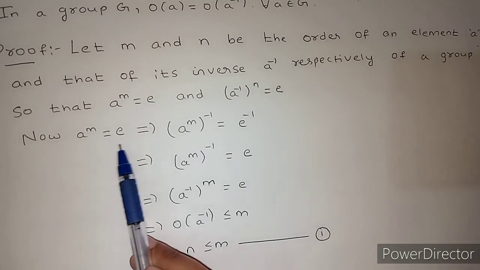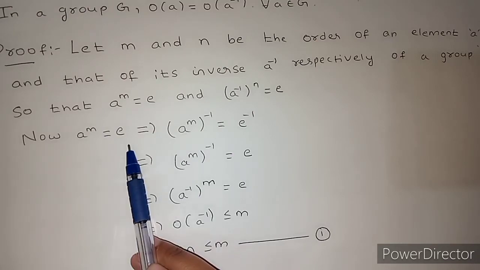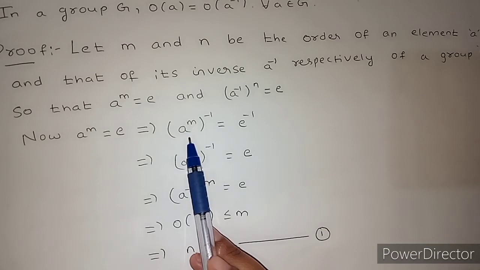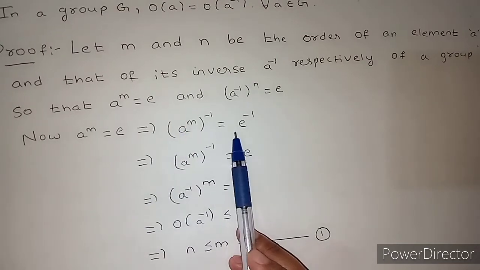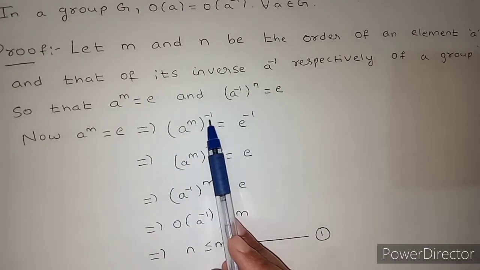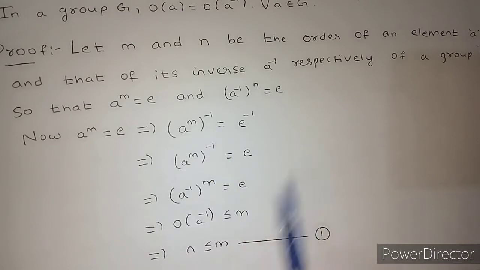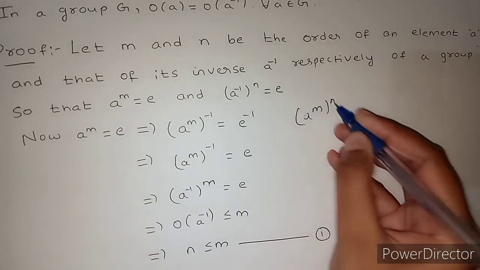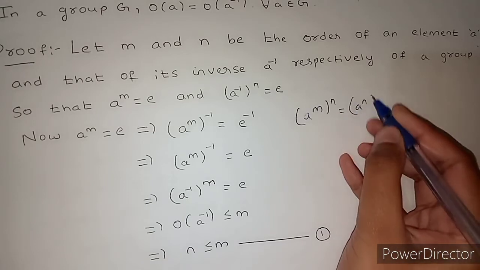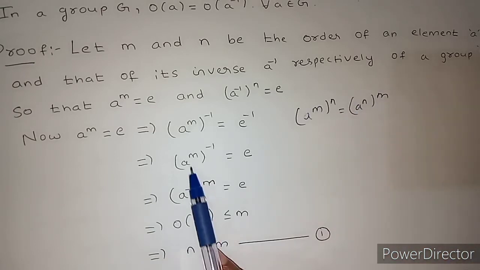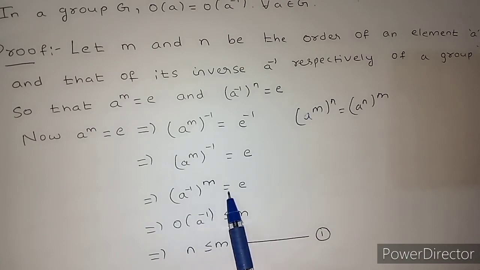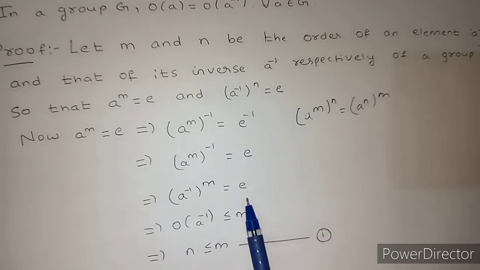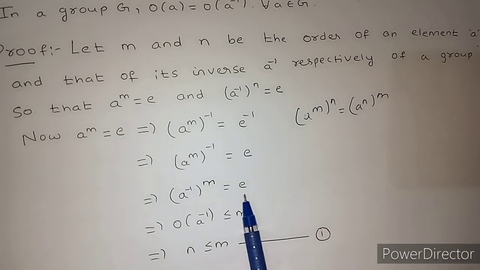Now first, A power M equals E. Take inverse on both sides: A power M whole inverse is equal to E inverse. We can interchange the powers: A power M whole power inverse, A inverse whole power M is equal to the inverse of E, which is E itself. One inverse is one, right? So E.